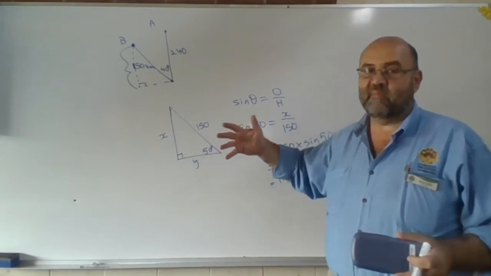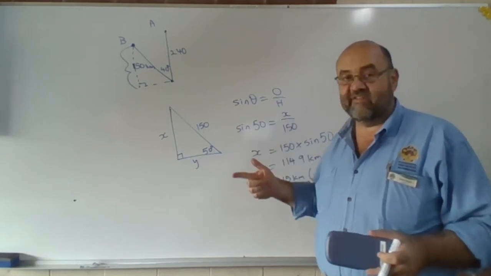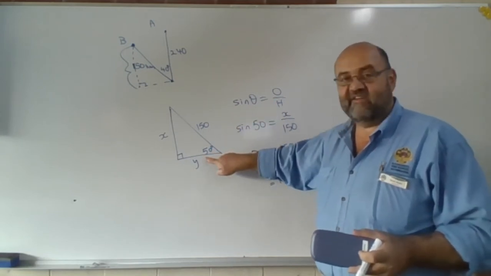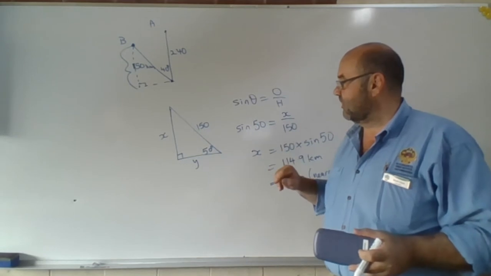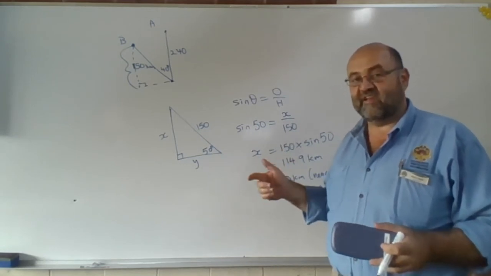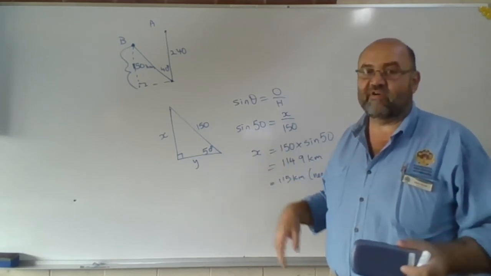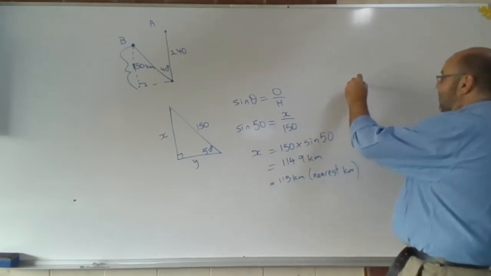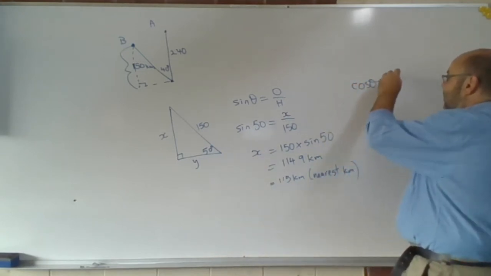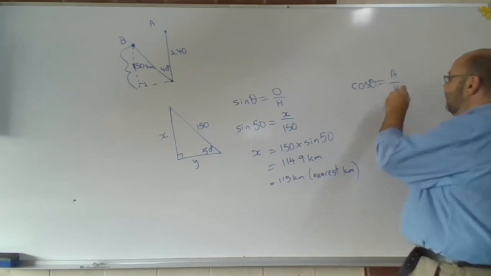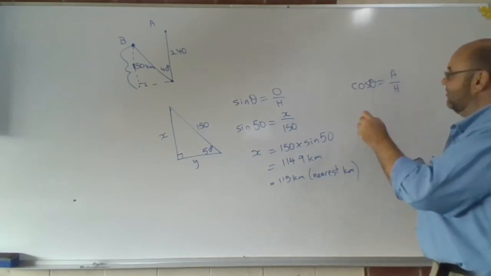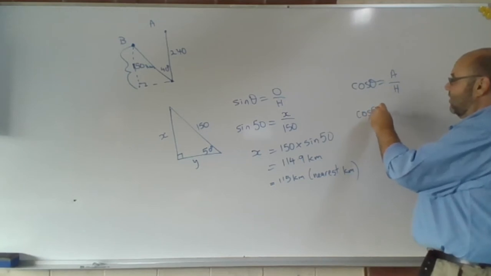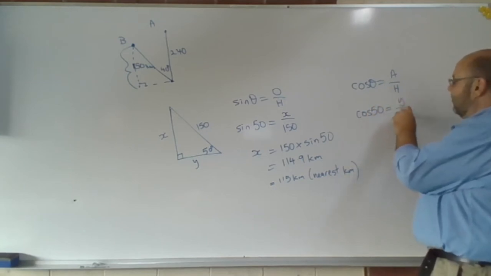We go through the same 5 steps. What sides are involved? Well, the adjacent and the hypotenuse. Which ratio uses adjacent and hypotenuse? The cosine ratio. We write down the ratio. Cos theta is adjacent over hypotenuse. So cos of 50 is y over 150.